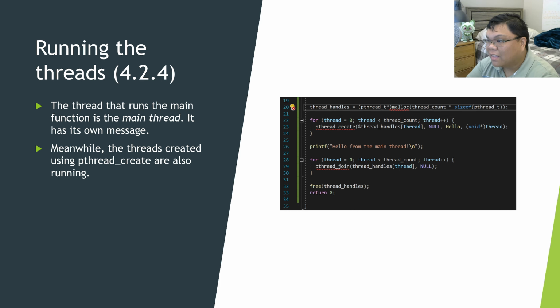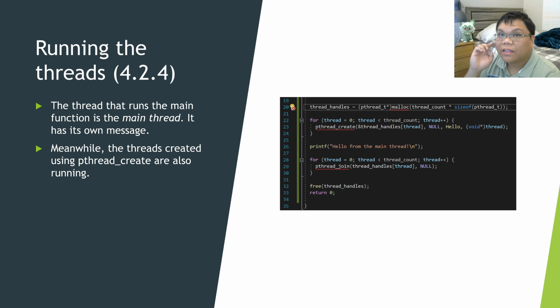The main thread is going to say, hello from the main thread. And then the other threads do their own thing, where they each say hello, until each thread finishes their execution. They finish execution, and then what?